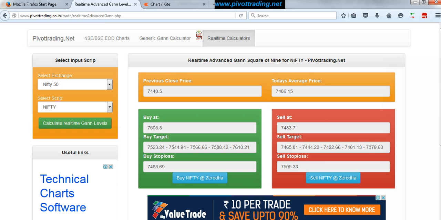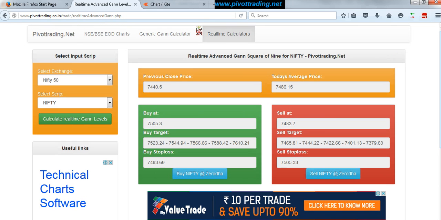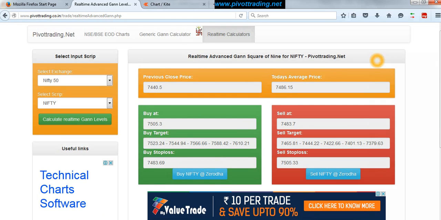Oh, so this looks colorful. And here now the beauty of this particular real-time GANN calculation is you are now free from finding out what is the right value you need to enter, what time you should enter. Now you can use this calculator blindly at any point of time during the day, and it will just find out the proper levels for you based on the market movement or the market prices at that point of time.